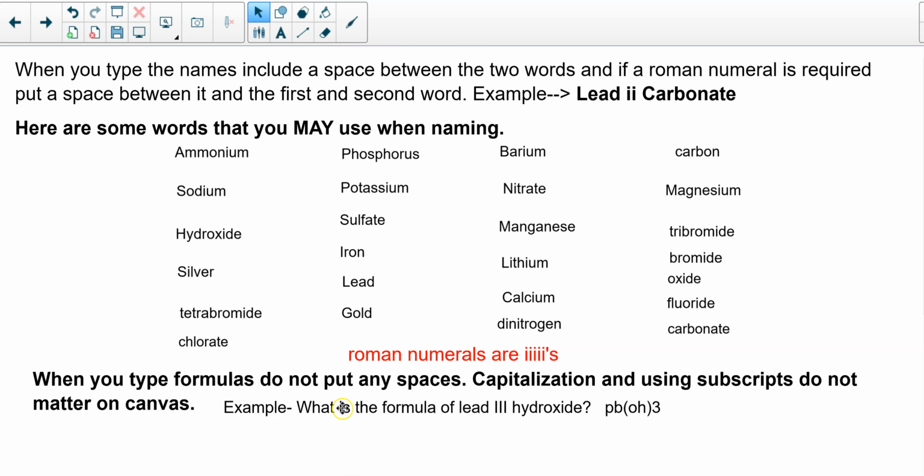Then finally, when you type the formulas, do not put any spaces. Capitalization and using subscripts do not matter on Canvas, so don't worry about those. So here's an example. What is the formula of lead 2 hydroxide? Or sorry, lead 3, I'm blind. You would just type Pb, then parentheses OH, and the 3 on the outside, and you'd be all set. You wouldn't need to worry about capitalization or putting the 3 down low. Do not include the charges up top that you used when you dropped and swapped the answer. We use those to find the answer, but they're not part of the answer.